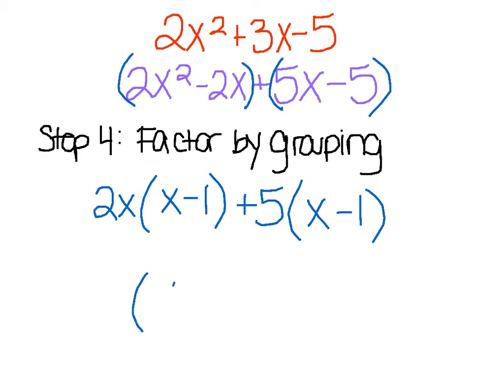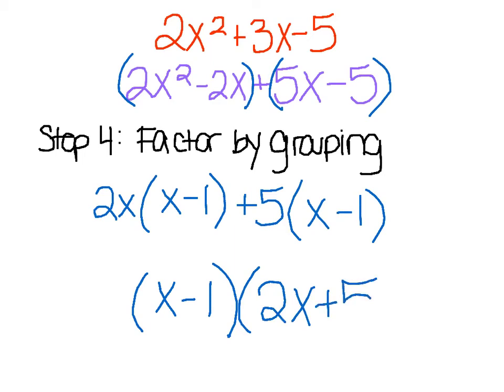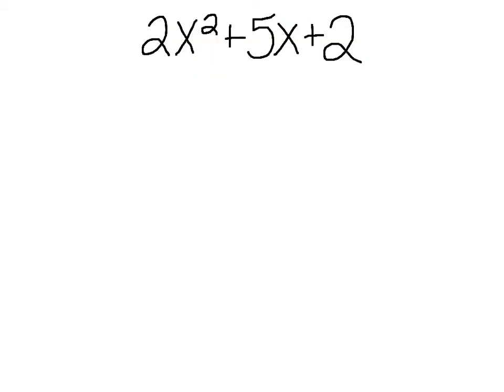So one of my factors is x minus 1, and my other factor is going to be 2x plus 5. And that is factoring by using the AC method. Let's try another problem together.